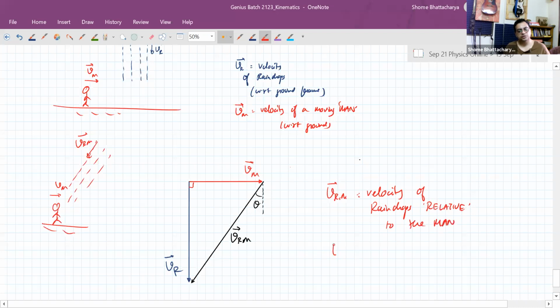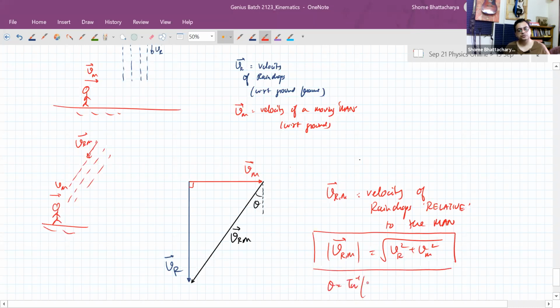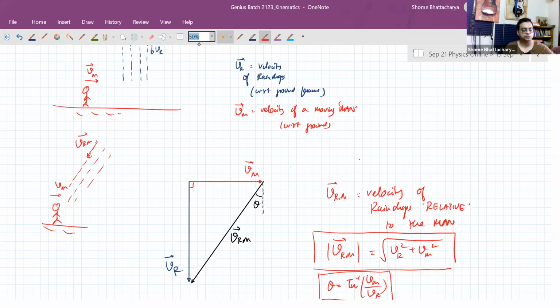So from the vector diagram, you can see the magnitude of this just becomes the square root of the sum of the squares of the ground plane velocities, and the angle at which it appears to fall will be tan inverse of the man's speed in the ground plane divided by the rain speed. So the faster the person is moving, the more slanted the rain appears to be, and also the faster the rain appears to be.